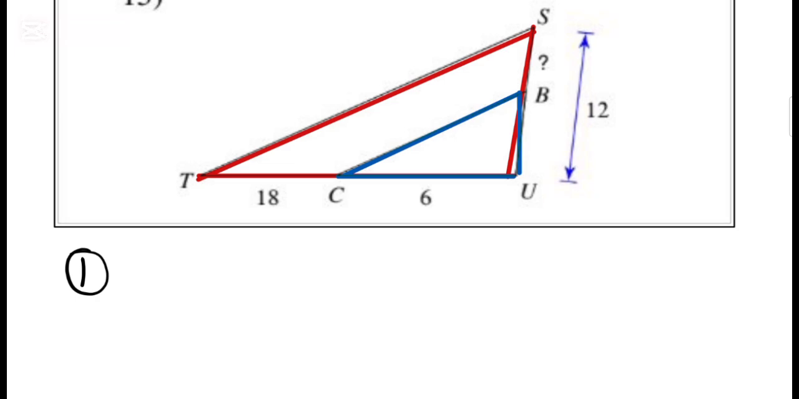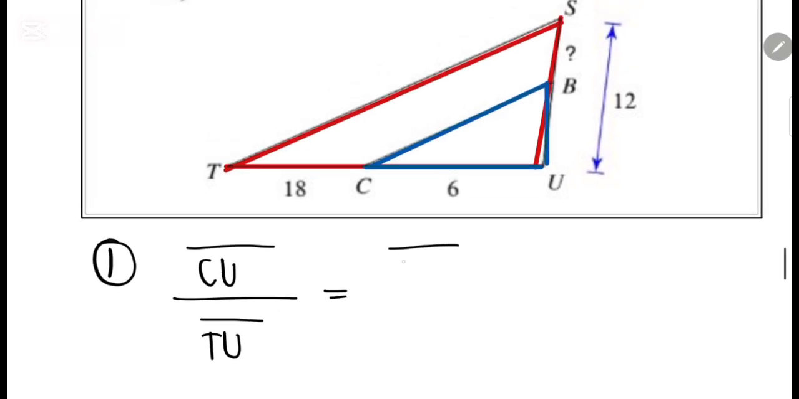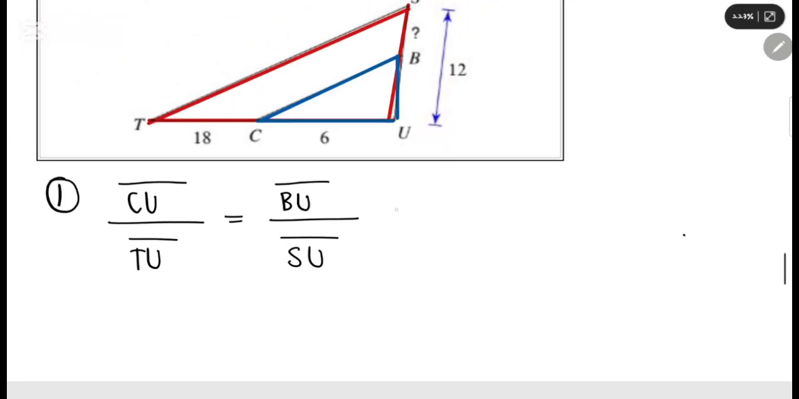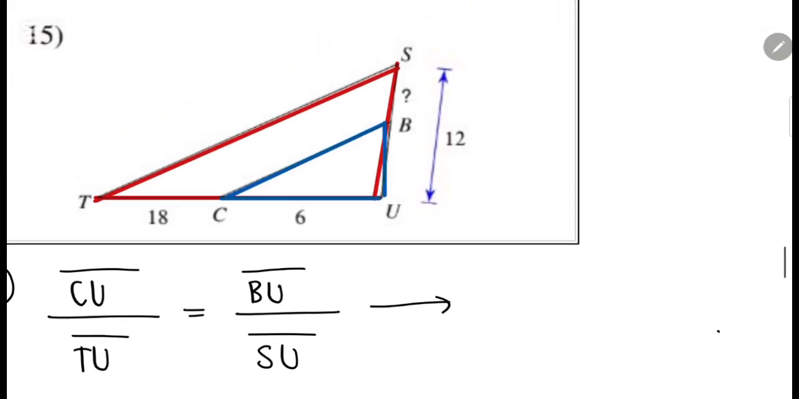Okay, they mean that the sides are extended by the same ratio, which means that the ratios of the sides of the small triangle to the large triangle are the same throughout all sides. So let's see. The ratio between CU and TU would be the same thing as the ratio of BU over SU. And we can find BU as x, and then we can subtract x from 12 and get your unknown side.